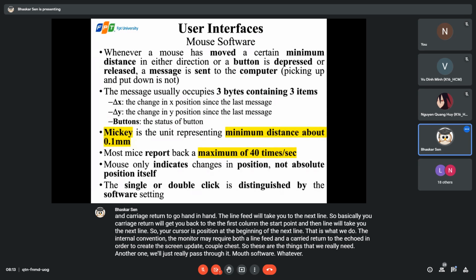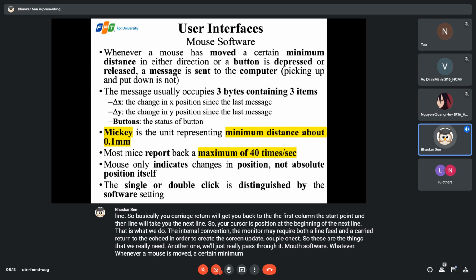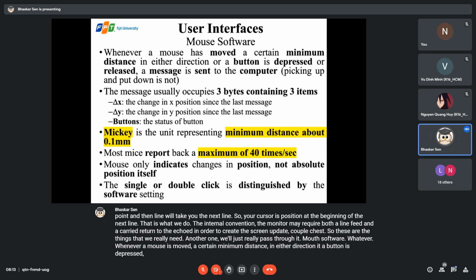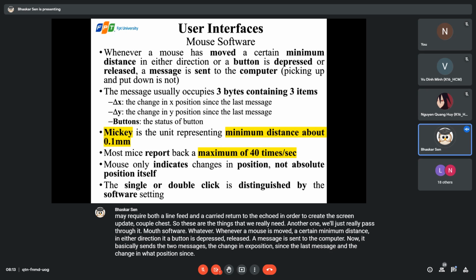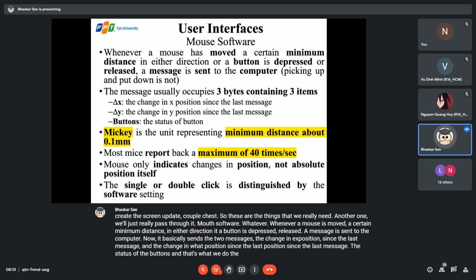Whenever a mouse is moved a certain minimum distance in either direction, or a button is depressed or released, a message is sent to the computer. Basically it sends two messages: the change in X position since the last message and the change in Y position since the last message, and the status of the buttons. The message usually occupies 3 bytes containing 3 items.